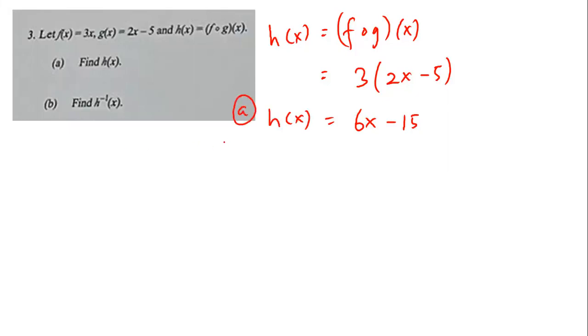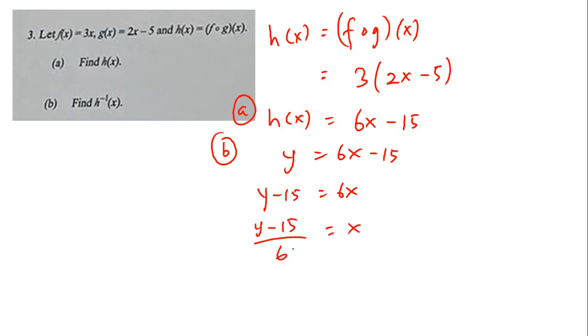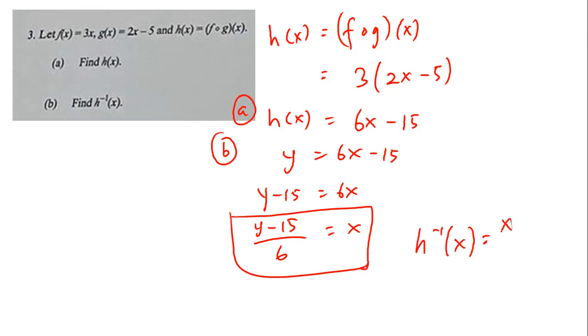Now for number B, you can write like this. Now the question asking you for the inverse. Now you divide it with 6. This is the inverse, basically, but you need to write x minus 15 over 6. All right. Move on to number 4.